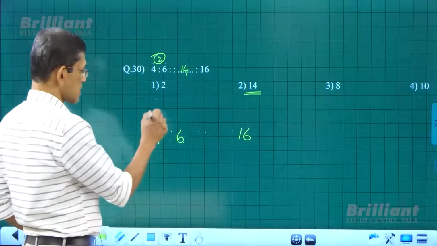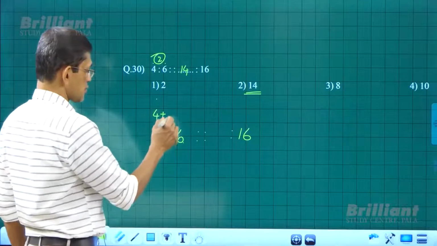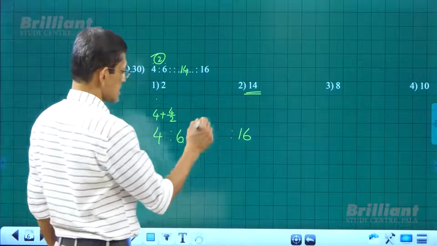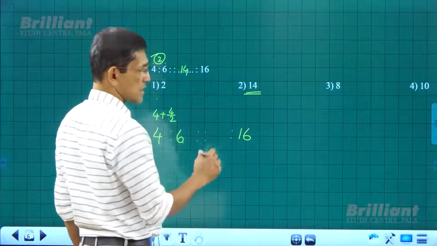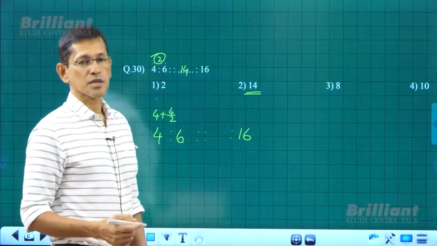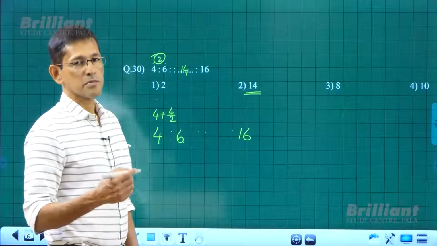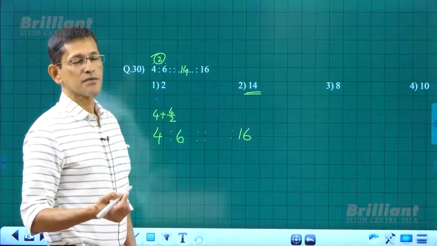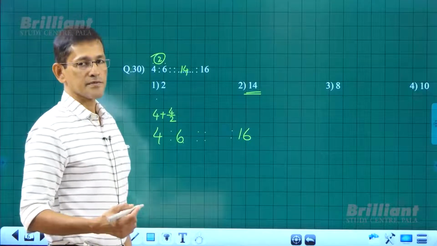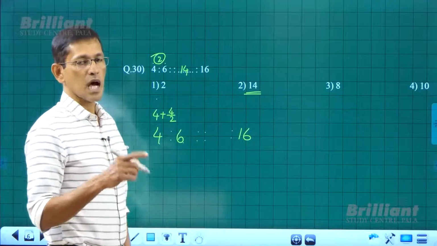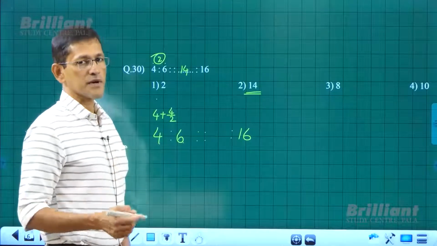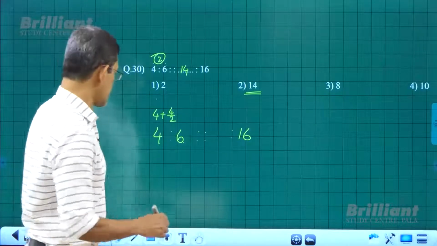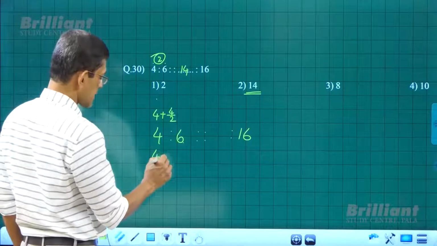Then the next thing that comes to our mind is 4 plus 2. 2 means half of 4. So that is 6. Same way, some number plus half of that number must be 16. So what is that number? Let's say if it is 10, half of 10 must be 5. 10 plus 5 is 15. So if you take 11, 11 plus half of 11 is what? 5.5. So 11 plus 5.5 is 16.5. That doesn't work.